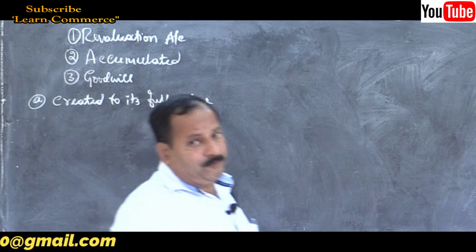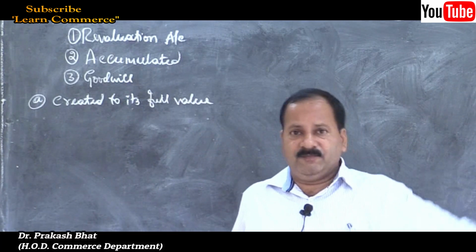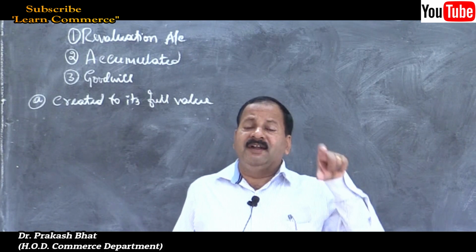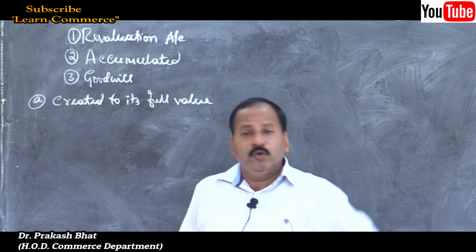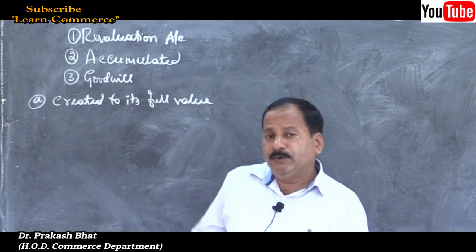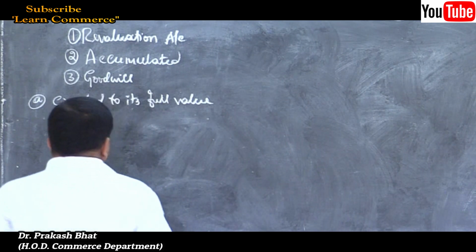That is creation of goodwill. Whatever you did under admission, am I correct? There, what you were doing? You were giving debit to goodwill account and crediting old partners' capital account. Am I correct? Here what you will do is you will give debit to goodwill account.